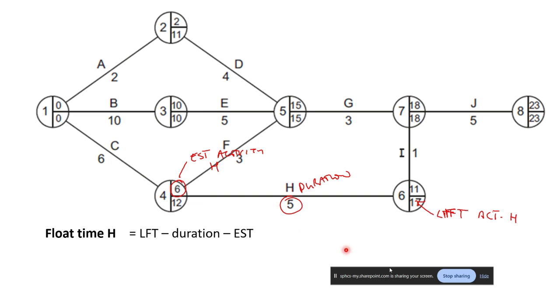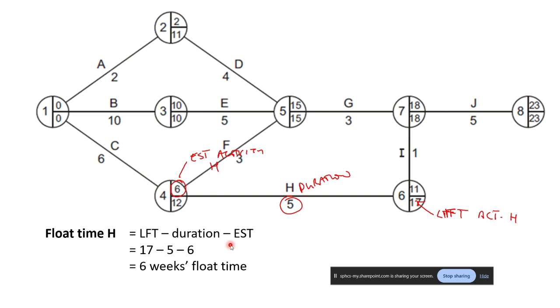And hopefully we'll be able to calculate we've got 6 weeks float time for activity H. That means, okay, I could start activity H in week 6, because it just relies on activity C to be done. But as long as I've started it by week 12, it won't delay the project overall. Okay, so I've got 6 weeks float time for activity H.